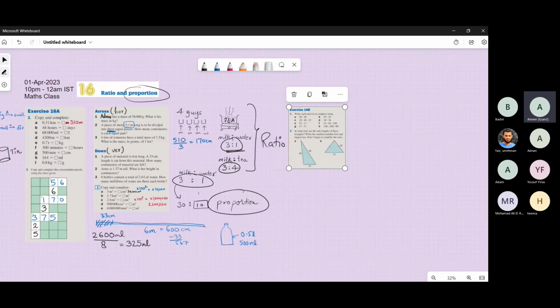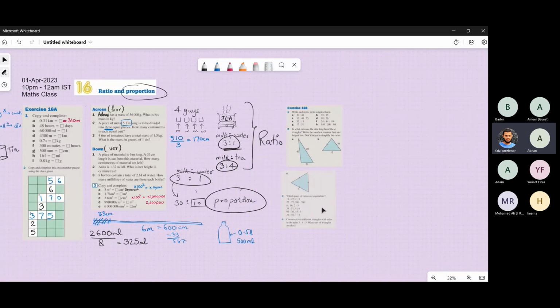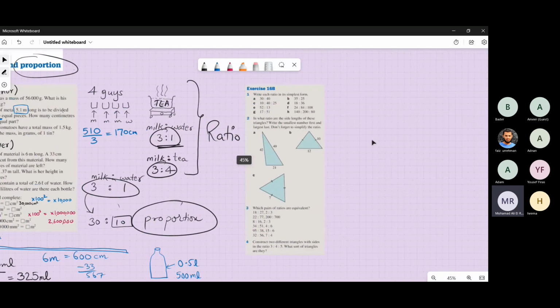Oh, now we have geometry. Yes, triangles will not leave you alone. They want to scare you. Nightmares. For real.